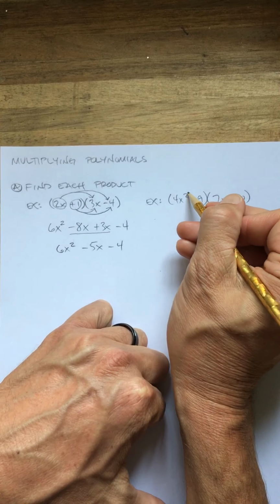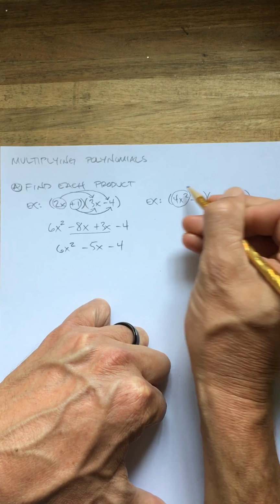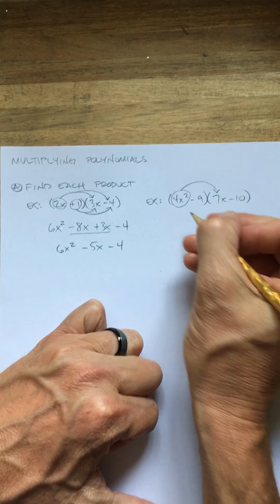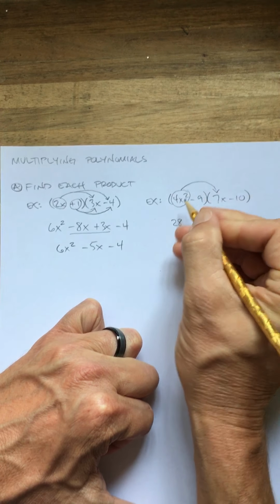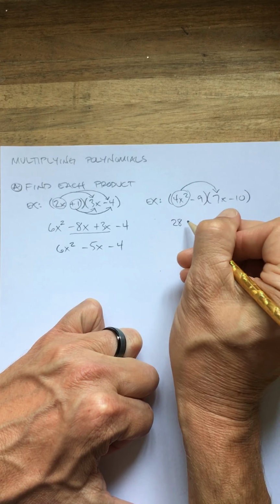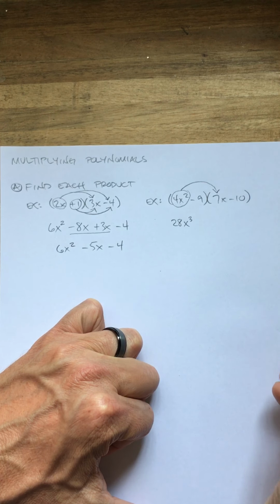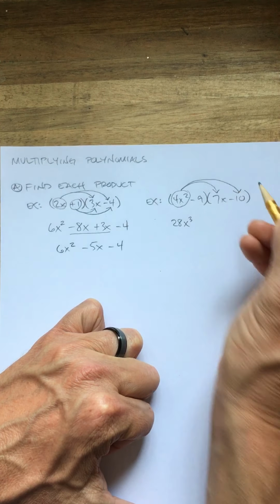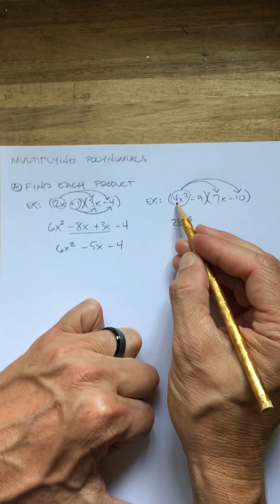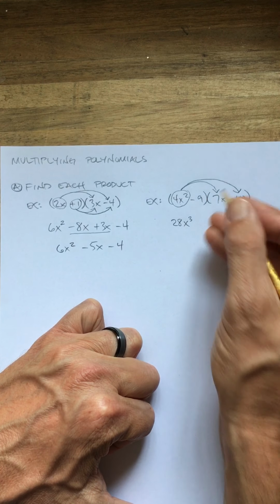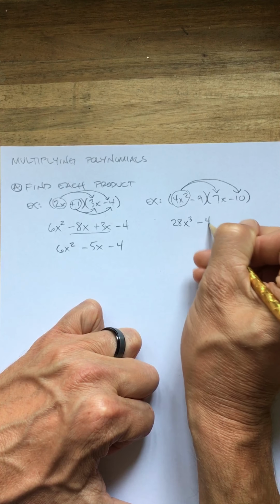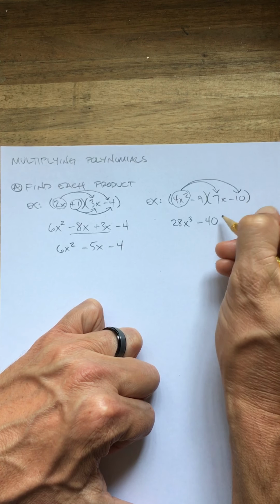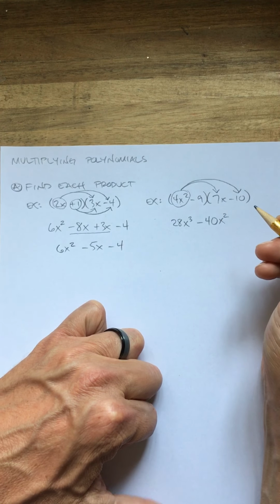All right, so start off with the 4x squared. Distribute it to this term. 4 times 7 is 28. x squared times x is x cubed. Now take the 4x squared and distribute it to this one. So 4 times negative 10 is negative 40, so minus 40. And then the x squared times, well, there isn't an x there, so it just stays x squared.